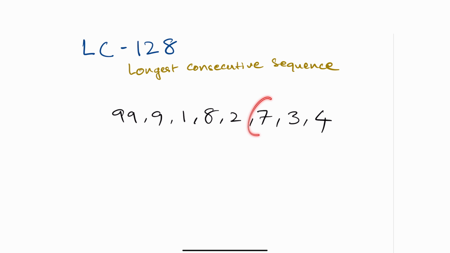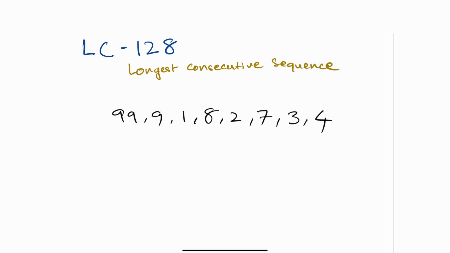So get a starting number in such a way that there is no previous number. That means there should not be n minus 1 in this array. If that is the case, start with this number. So 8 cannot be the start of a sequence because n minus 1 will be 7. Yes, it is present. So this is not a good choice.